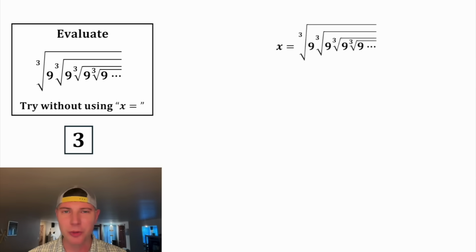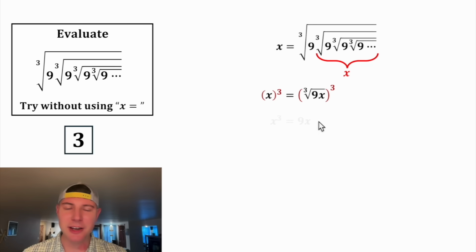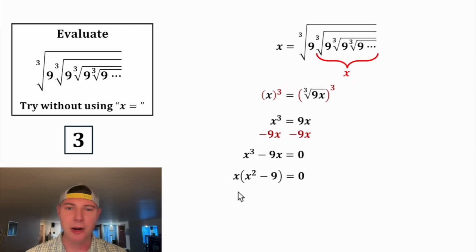That's by setting the whole thing equal to x. So we say x is equal to this infinite nested cube root of 9s going on forever. But then for the next step, you'll notice that this portion of it is also an infinite nested cube root of 9s. So we can substitute x in for that. Then for the next step, we can cube both sides, and we end up with x cubed is equal to 9x.